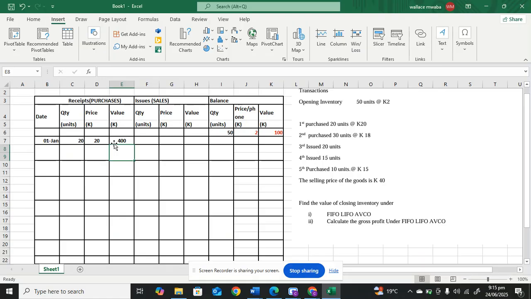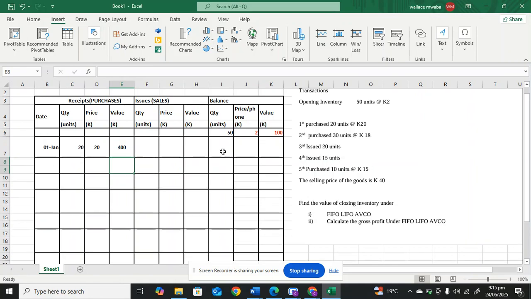This is what you need to take note of. Every time there is a purchase, you are going to need to split your inventory into different batches. What I mean is this. Initially, we had 50 goods valued at 2 kwacha per unit. The total value was 100 kwacha. Then now we've brought in 20 goods.